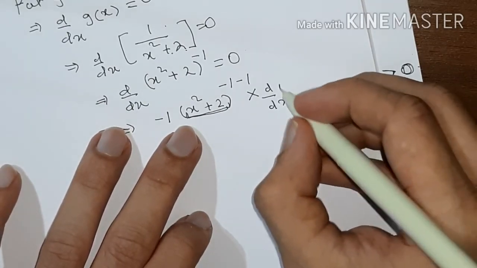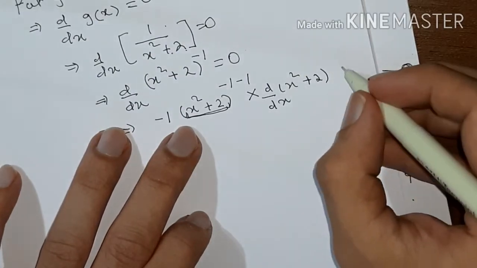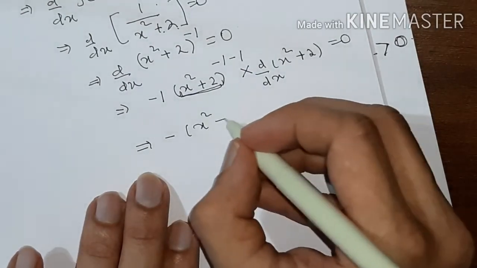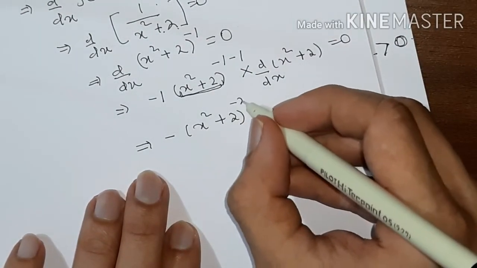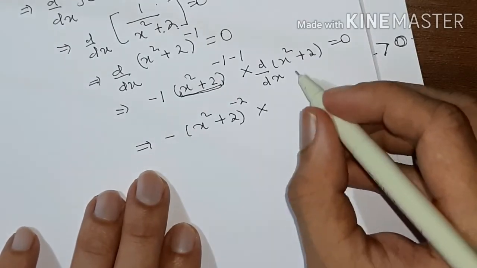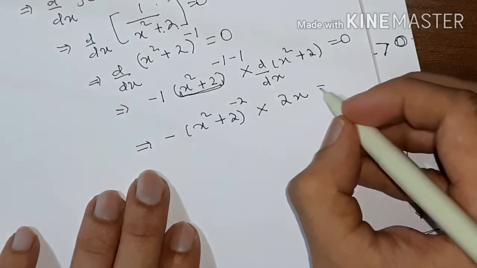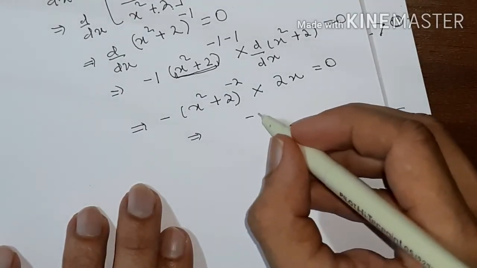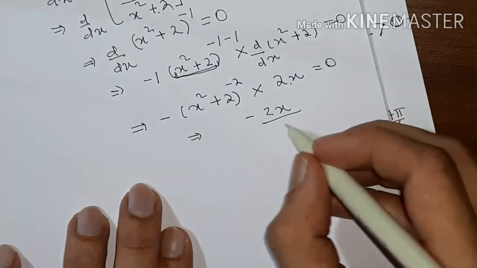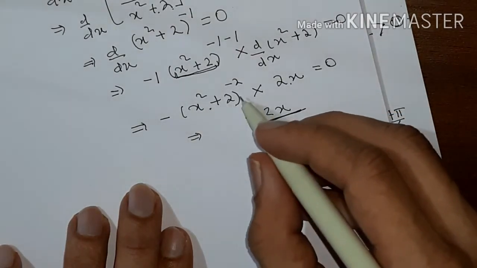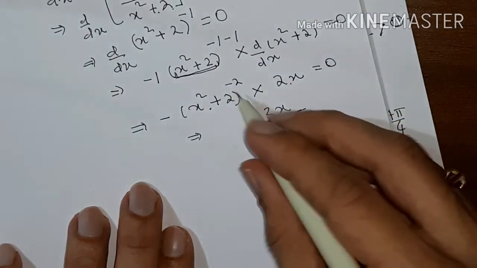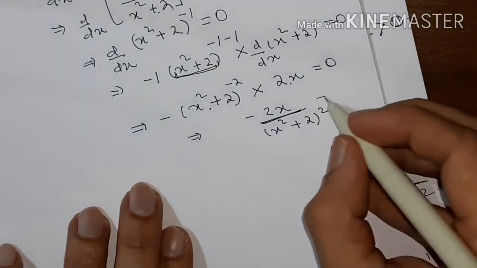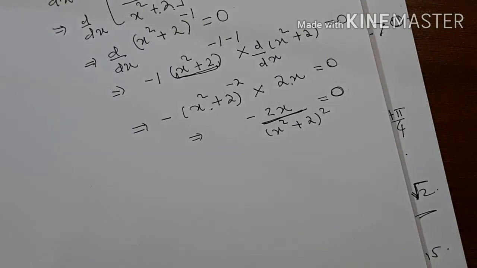So d by dx of x square plus 2 equal to 0. So what you will get? Minus of x square plus 2 raised to minus 2 multiplied by the derivative of x square, which is 2x, equal to 0, right? So that implies minus 2x, and x square plus 2 raised to minus 2 we can take in the denominator, so divided by x square plus 2 the whole square equal to 0 we will get.